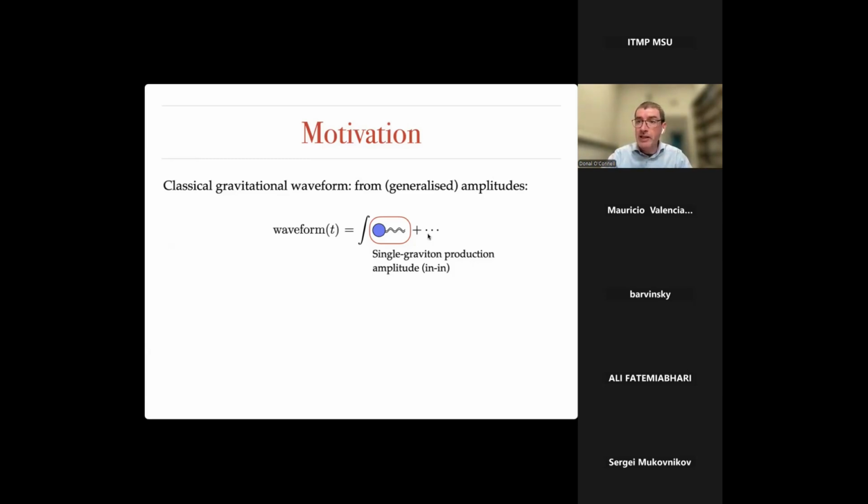There's one additional term here in the dots. Again, I'll explain a little bit more about that, but it's also some kind of amplitude, really a product of amplitudes. In any event, we can write the classical waveform as a certain integral over scattering amplitudes.